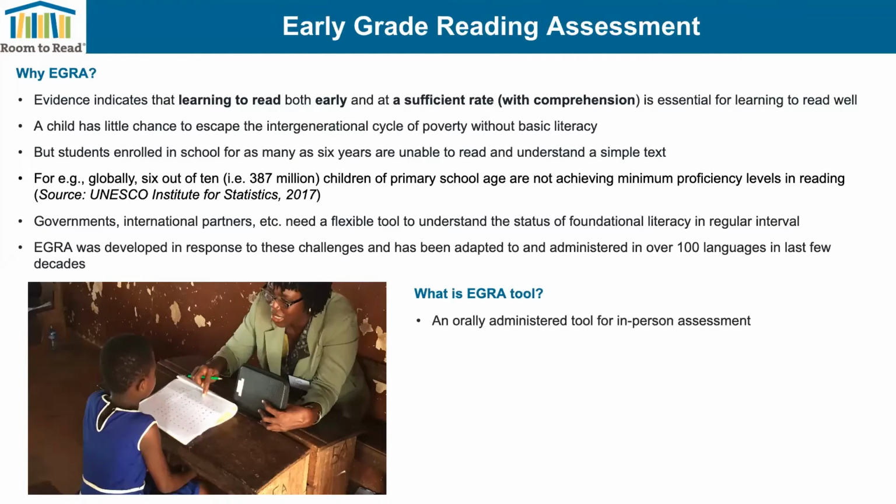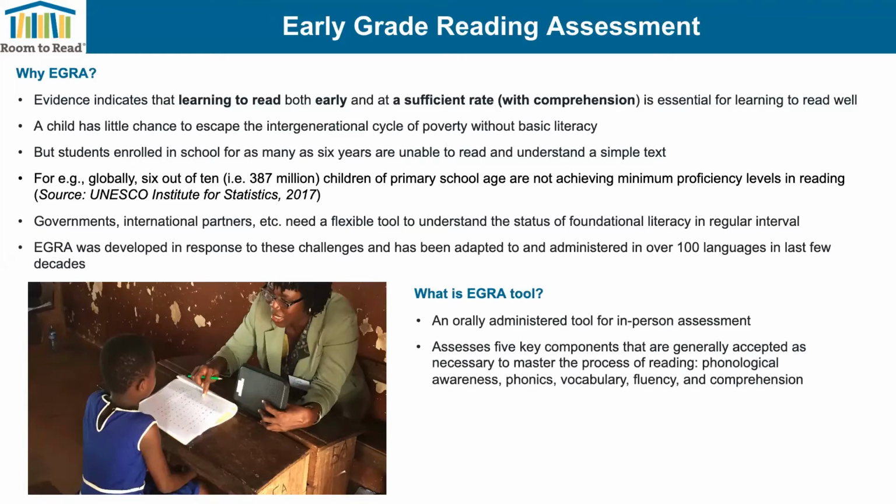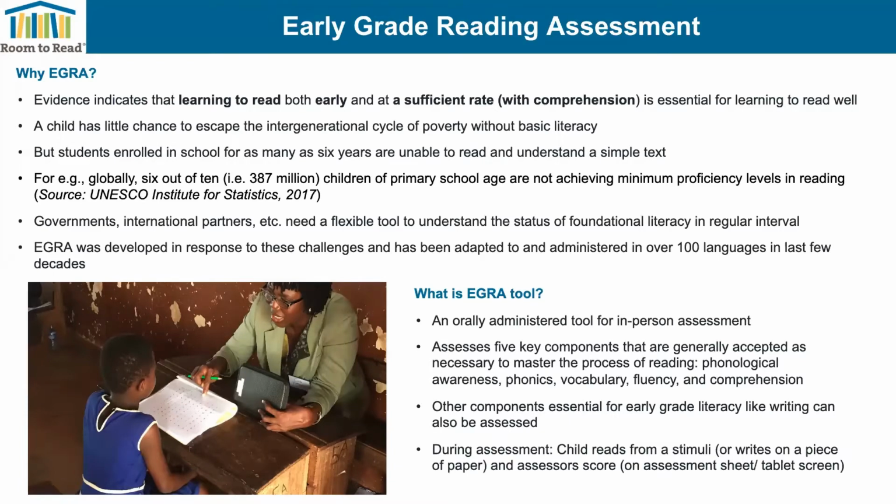This is an orally administered in-person assessment of early grade literacy skills that tells us the status of a child's mastery over the 5 essential components of early grade reading, and other important components like writing skills also. And as you can see from this picture, during the early grade reading assessment, a child reads from a particular piece of paper, which we call stimuli, and the assessor scores the child's reading results on his or her assessment sheet or tablet screen, depending on the mode of data collection.